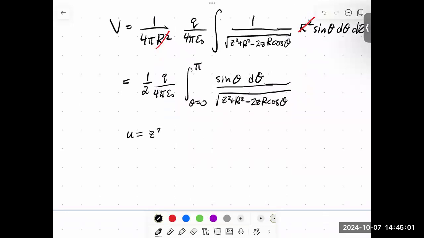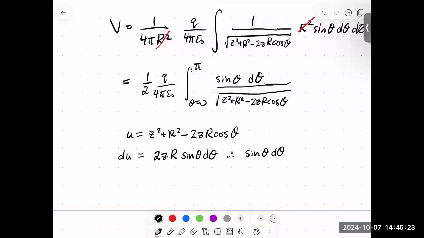All right. So we're going to make the substitution. u is z squared plus r squared minus 2zr cos theta. So du is going to be, let's see, we take the derivative of cos, we get minus sine, right? So it's 2zr sine theta d theta. And so therefore, our sine theta d theta is going to be du over 2zr.